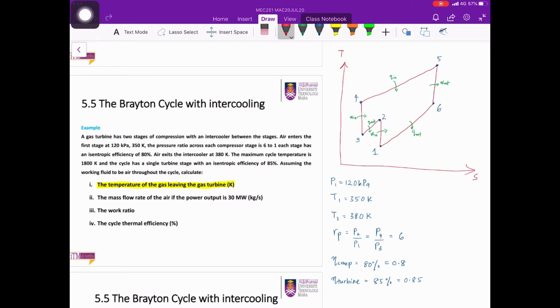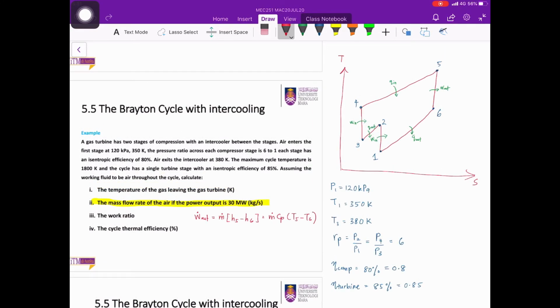The temperature of the gas leaving the gas turbine in Kelvin will be the temperature at state 6. The next item will be the mass flow rate of the air if the power output given is 30 MW. We can find the mass flow rate by using the equation of power output is equal to mass flow rate times Cp times T5 minus T6.